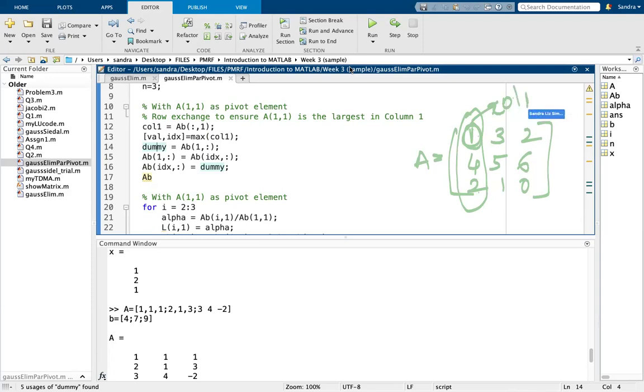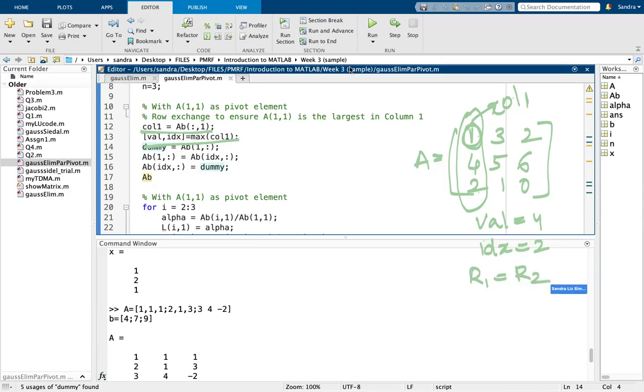This is what this code does. I extract the first column. Now I find what is the maximum value. The maximum value will be 4. So val will be saving 4, and IDX will be the index of it. It is happening in the second index, so IDX is 2.